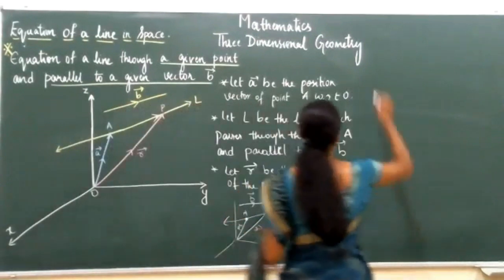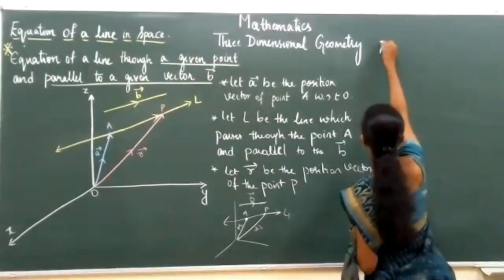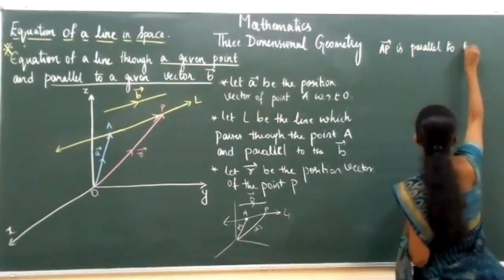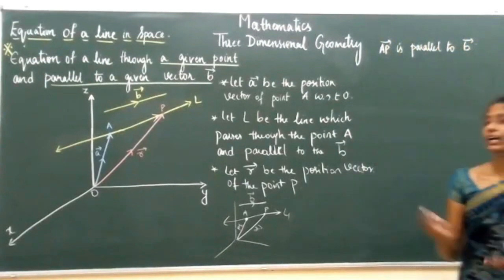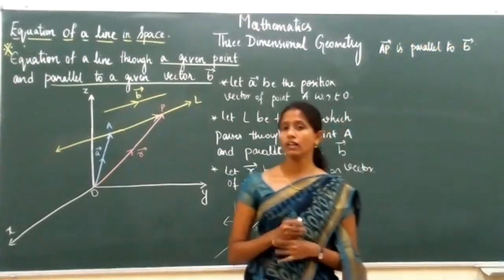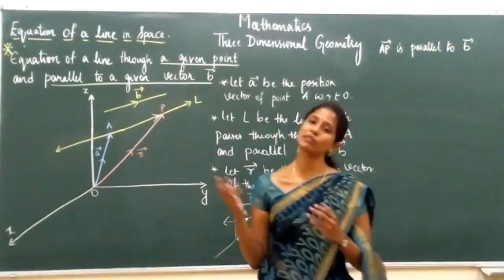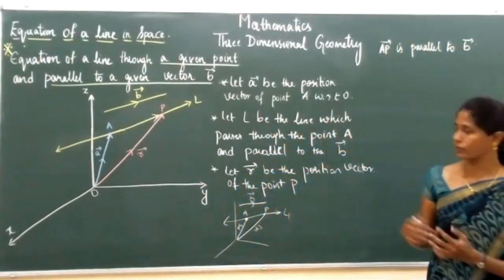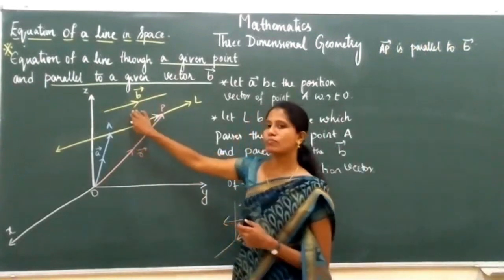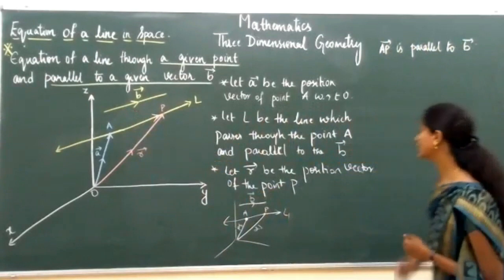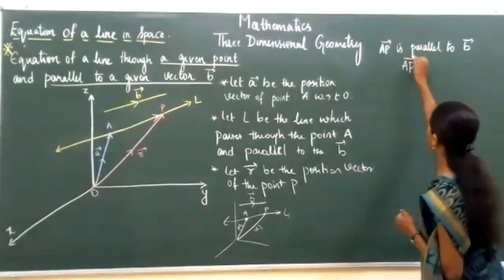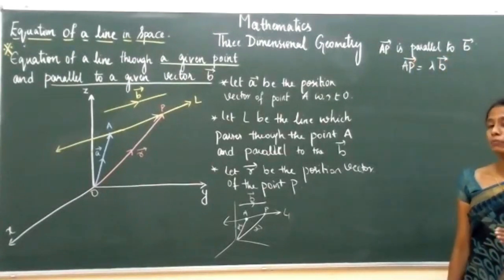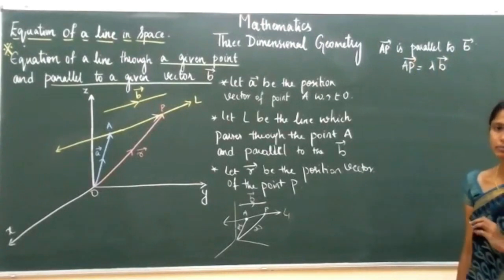And we know that if two vectors are parallel, then one is lambda times the other. This we have studied in vector algebra, and we are going to use the same thing. Here vector AP is parallel to vector b, so I can write vector AP is lambda times vector b.